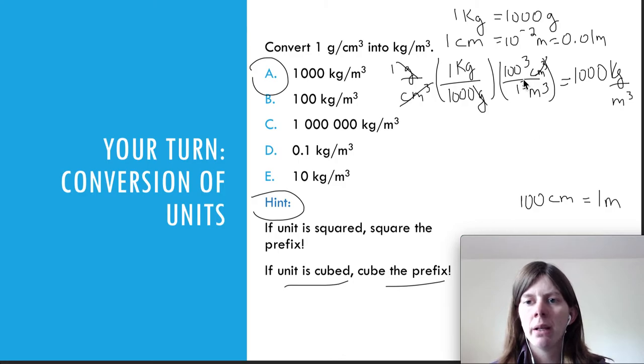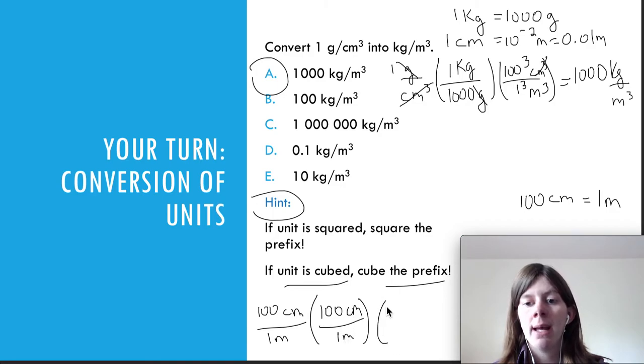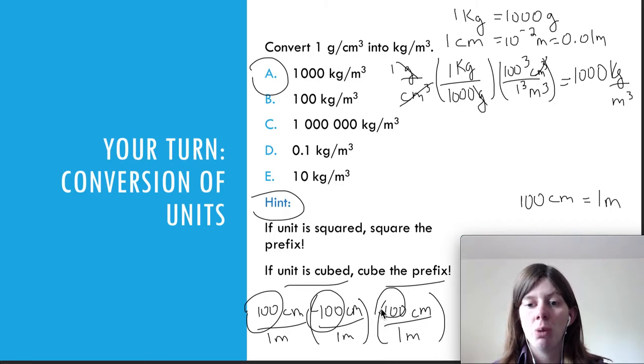And just one more thing, in case you're wondering, well, why do I need to cube that prefix? Well, if you think about the fact that there's 100 centimeters in 1 meter, and this ratio is equal to 1, well, you can multiply this ratio by itself a couple more times, and look at what happens. If you multiply it by itself 3 times, you now get centimeters times centimeters times centimeters, which gives you the centimeters cubed. It gives you the meters cubed on the bottom here, but you see there are 100 3 times. You have to have 100 cubed to make this an accurate conversion factor.